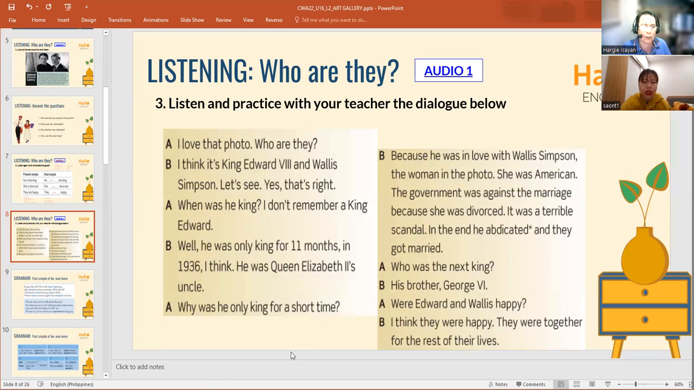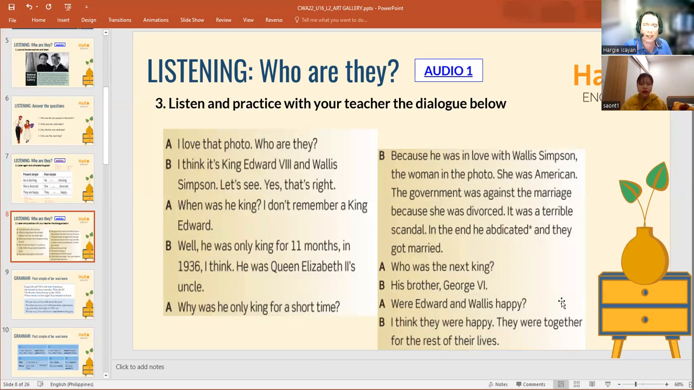Why was he only king for a short time? Because he was in love with Wallis Simpson, the woman in the photo. She was American. The government were against the marriage because she was divorced. It was a terrible scandal. In the end, he abdicated and they got married. Who was the next king? His brother, George the Sixth.